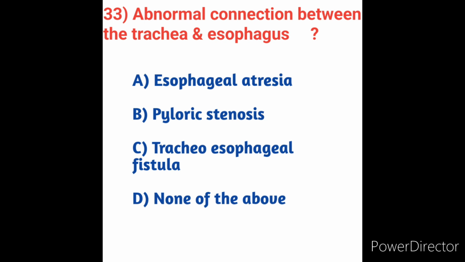So, signs and symptoms for the tracheoesophageal fistula in children: coughing or choking, drooling from the mouth, vomiting, difficulty breathing while feeding. So here option C is the correct answer. Abnormal connection between the trachea and esophagus is tracheoesophageal fistula. Next we will move on to question number 34.